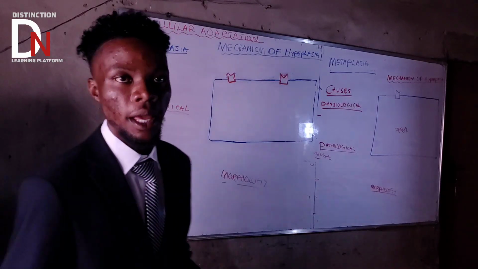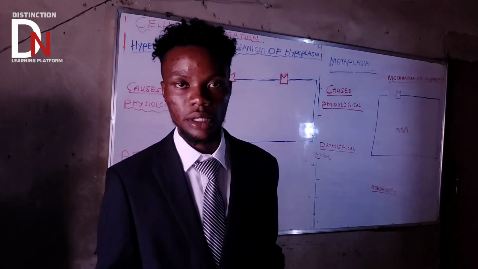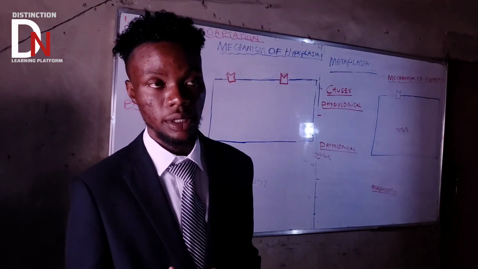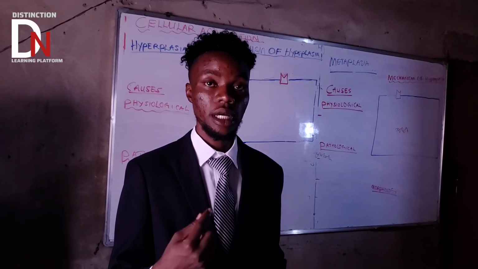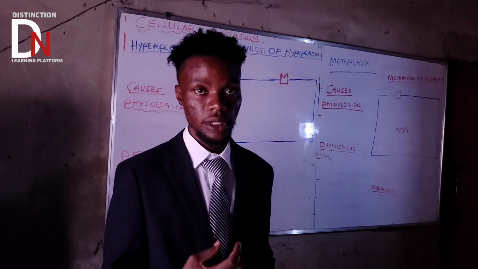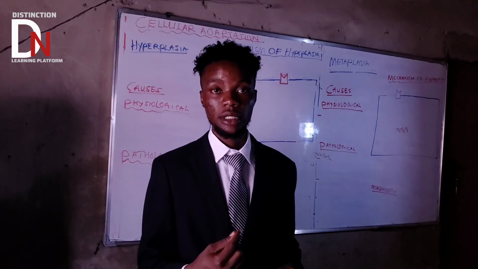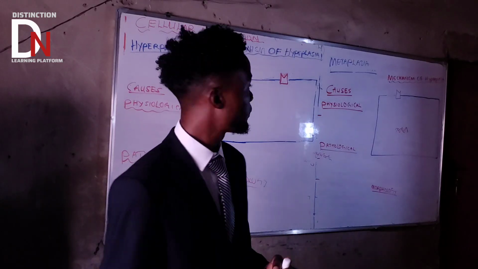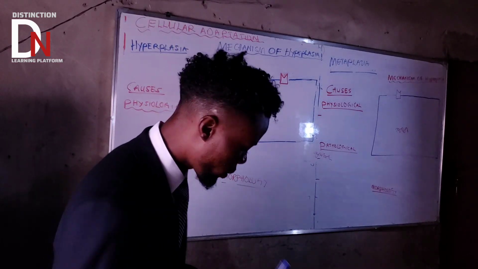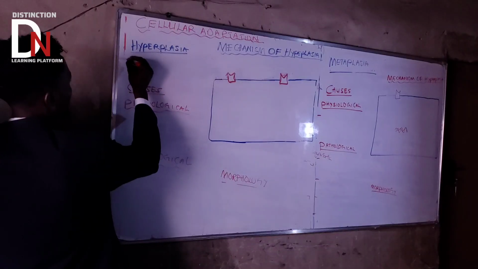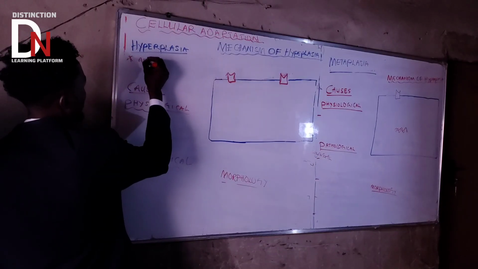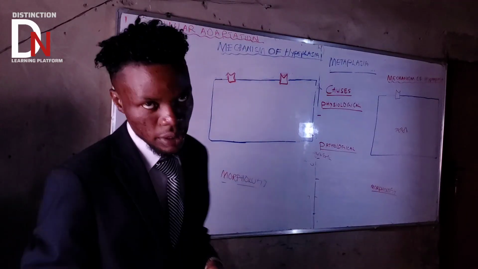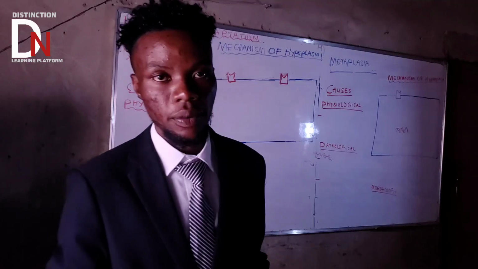What is hyperplasia? Hyperplasia basically is an increase in the number of cells in a given tissue. So if a cell increases in the number, then it's going to increase the organ size. Okay, so what is hyperplasia? Hyperplasia is the increment in the number of cells resulting in the increase in the size of an organ. Okay, now the question, so what are we saying? So hyperplasia is just the increase in the number of cells resulting in the increase in the size of an organ.